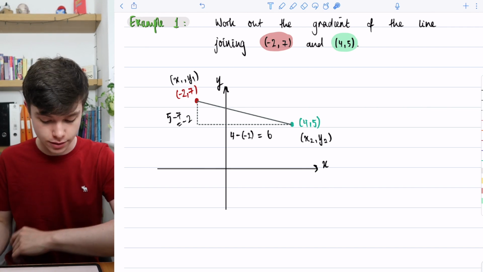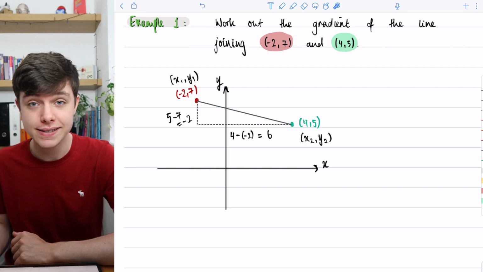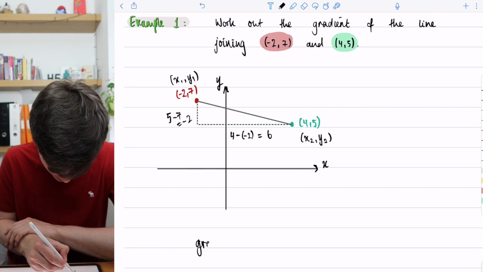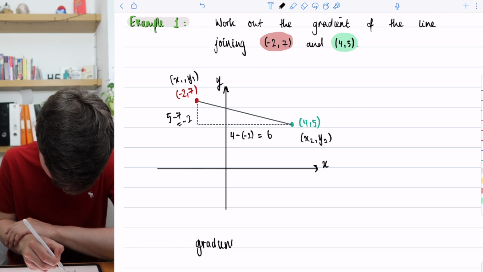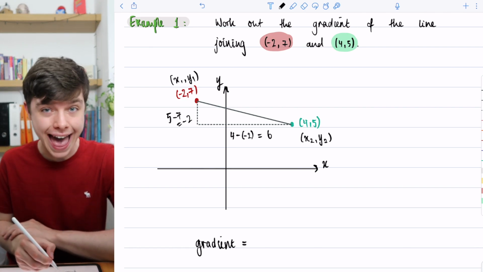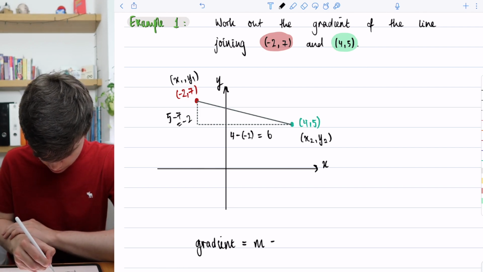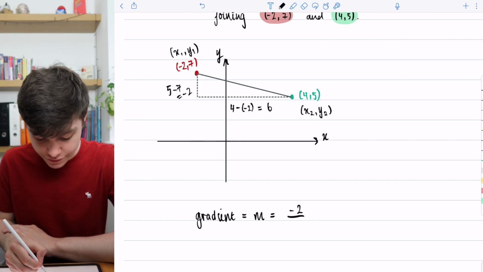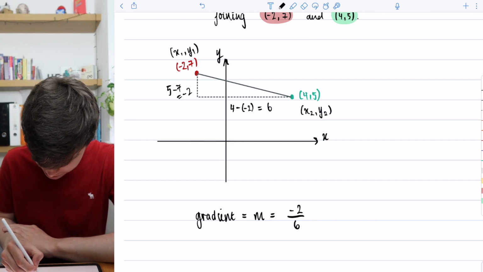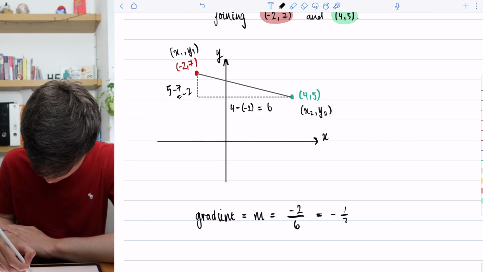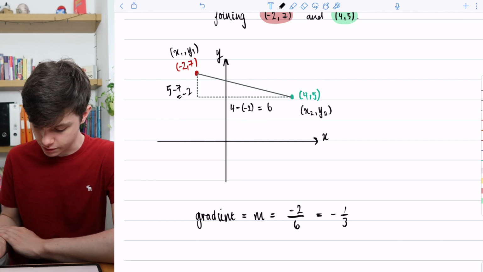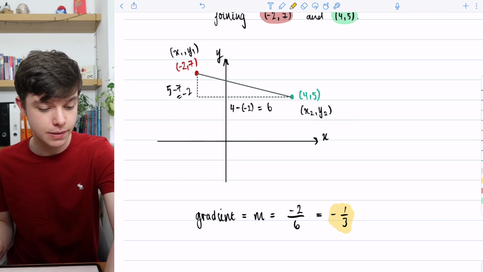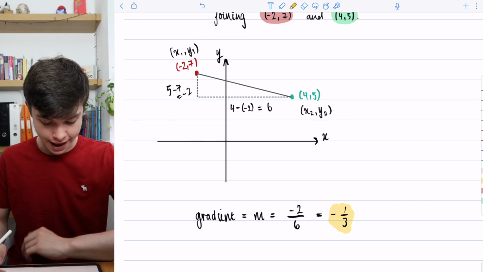And then we can just divide them, but if you like to use the formula, you get the exact same answer. So that tells me that the gradient, which we usually denote as m, is going to be the change in y, which is minus 2, divided by the change in x, which is 6, and then cancelling, we can get minus a third from that. And that is our answer. Okay, checking the book, minus a third is correct.